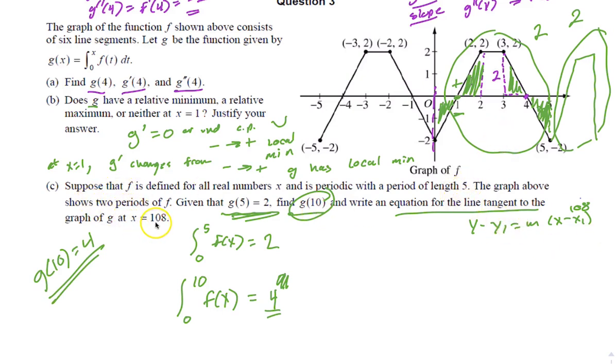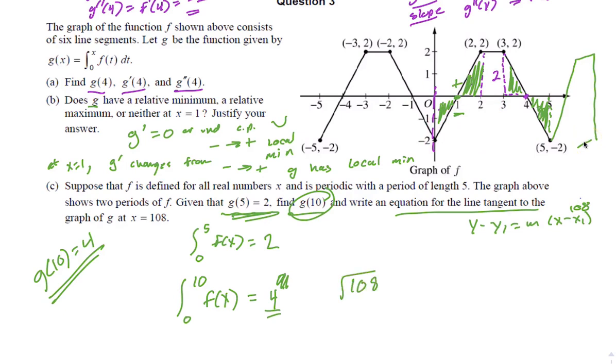Write an equation of the line tangent, it's this right here, for the graph of g at x equals 108. So now I got to think about this. 108. Let me erase some of this mess here. So first step, I got to figure out where 108 is. So remember, it's periodic, so every 5. So let's divide 108 by 5. Right, because remember, all this thing is repeating every 5. That's why 10 is the same thing as 5. They're going to keep on repeating.